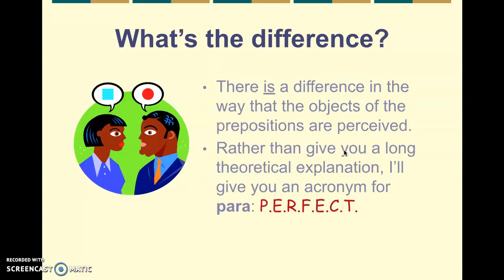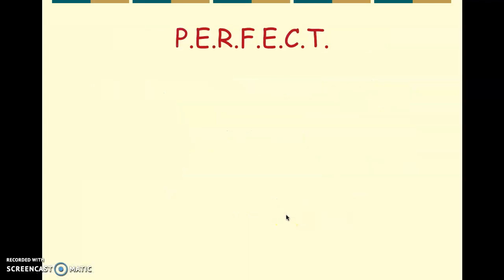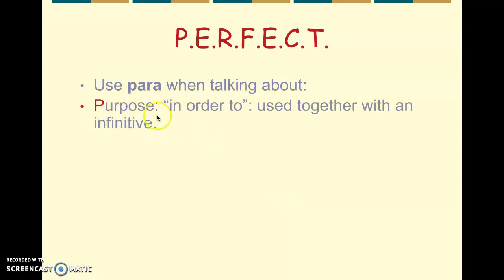Entonces hay una diferencia grande entre por y para. Entonces yo voy a explicar para con un acrónimo se llama perfect. So para perfect. Entonces se usa para cuando hay purpose. So in order to. Con un infinitivo. Entonces piensen en la frase para empezar, in order to start. Yo digo eso cada día. Entonces para puede traducir a in order to cuando hay un infinitivo.